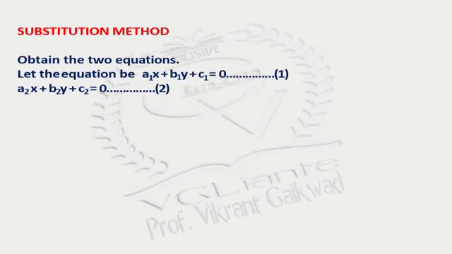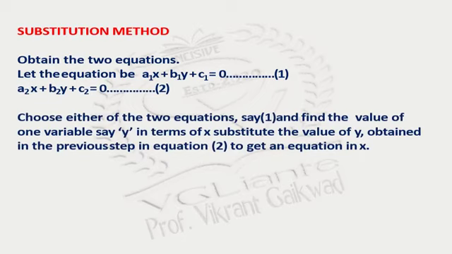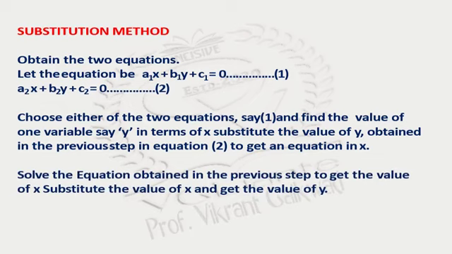Obtain the two equations. Let the equations be a1x plus b1y plus c1 equals to 0 and a2x plus b2y plus c2 equals to 0. Choose either of the two equations, say 1, and find the value of one variable, say y, in terms of x. Substitute the value of y obtained in the previous step in equation 2 to get an equation in x. Solve the equation obtained in the previous step to get the value of x. Substitute the value of x and get the value of y.